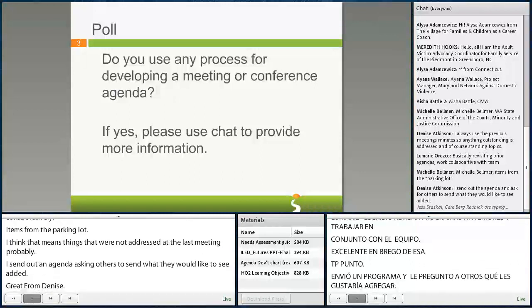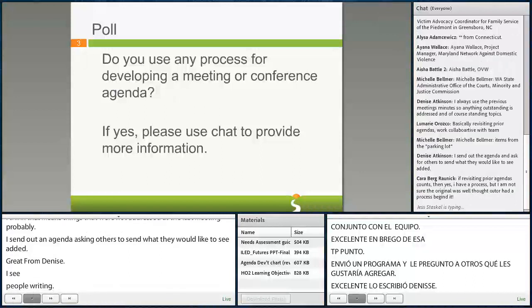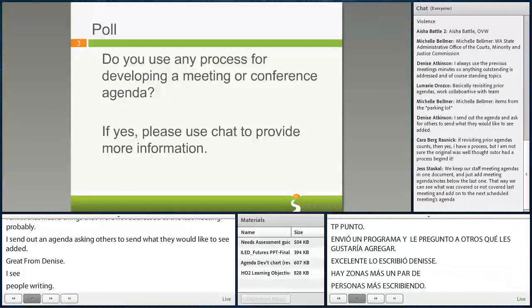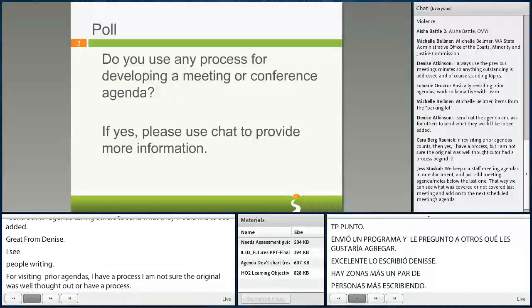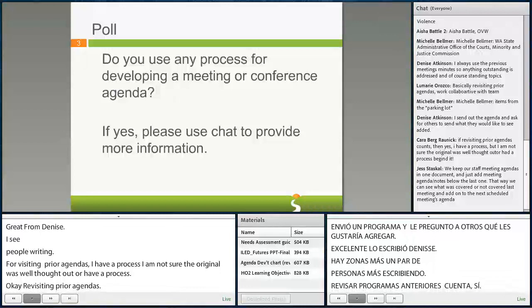A couple more people writing. If revisiting prior agendas counts, then yes, I have a process, but I'm not sure the original was well set out or had a process. Okay. So revisiting prior agendas, adding meeting notes to last agendas. So this same sort of idea of keeping track of things that were covered and not covered.